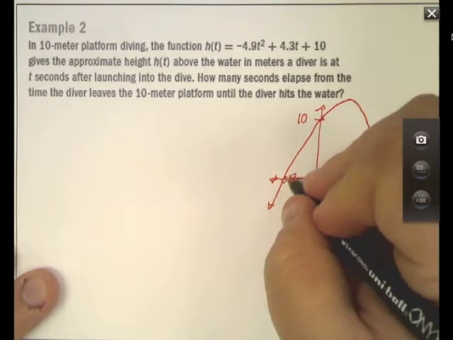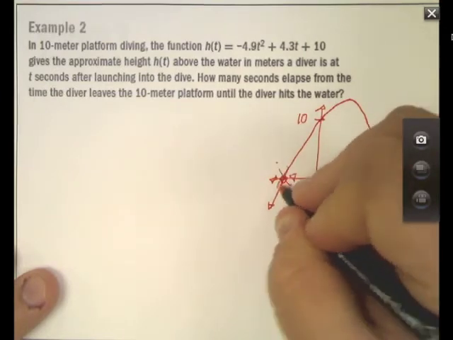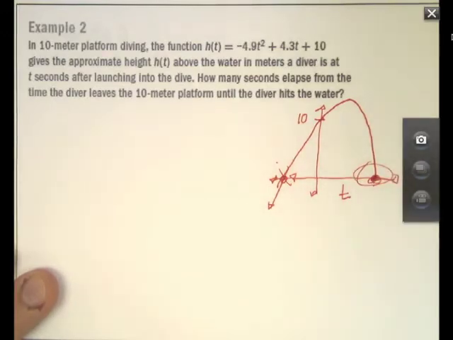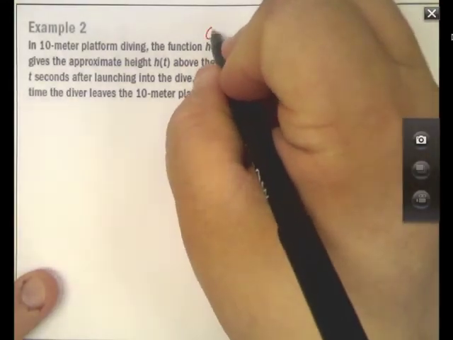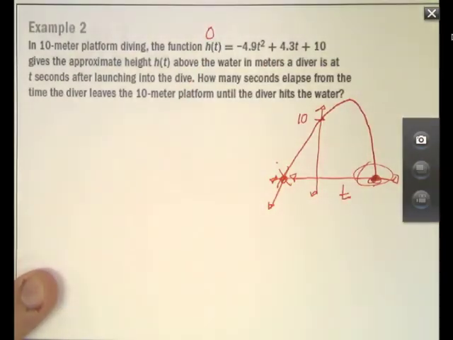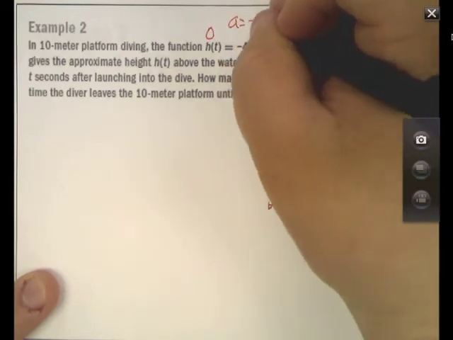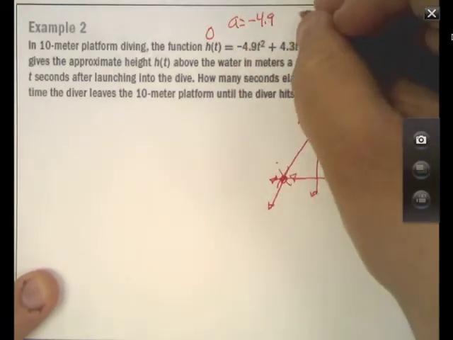Now, we are still going to get 2 answers. Notice we have a parabola. The only difference is one of them is going to be negative, which we don't want. The other one is going to be positive, which is what we want. So I set this equal to 0 because 0 is the point right before it hits the water.